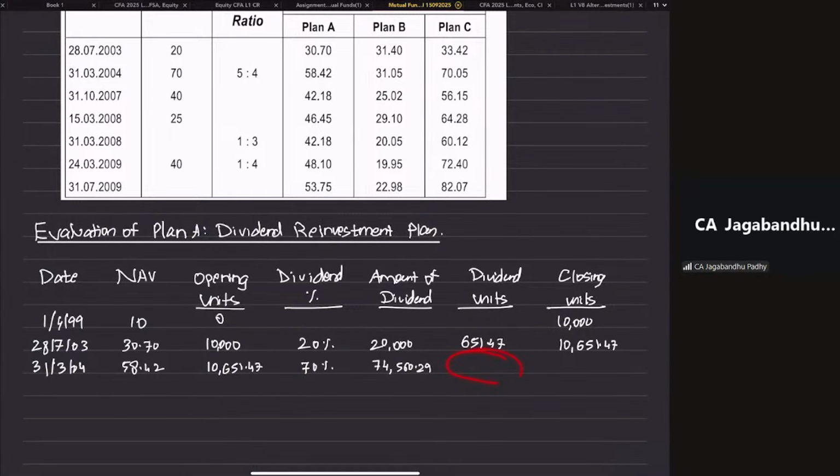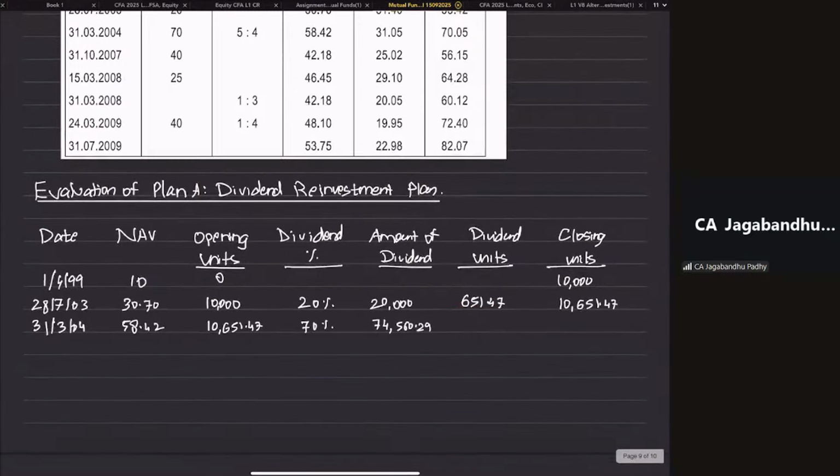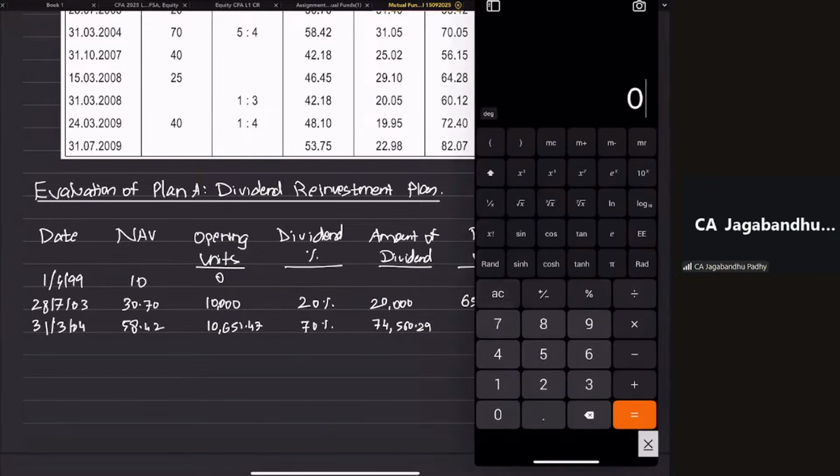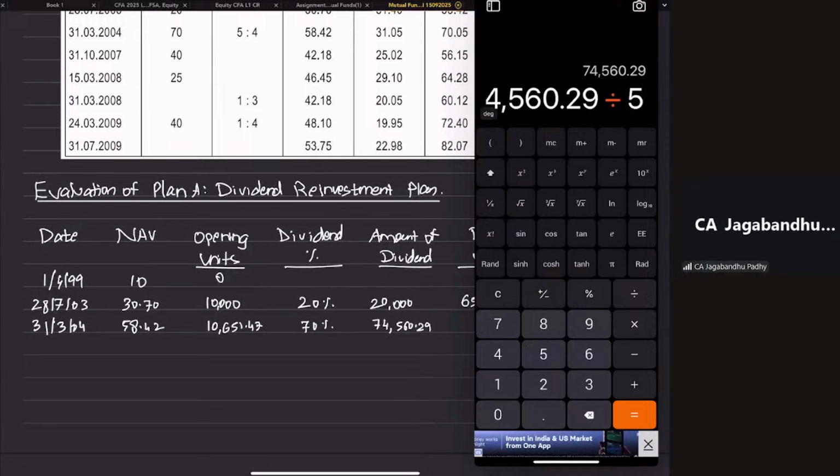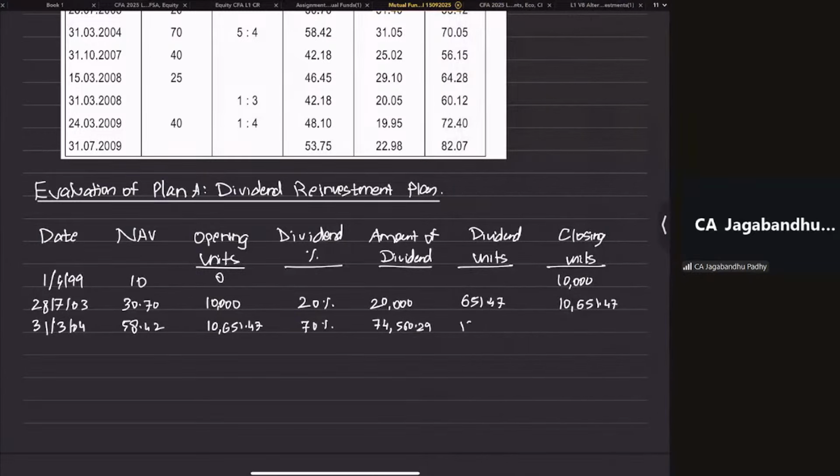Now, what will be the number of dividend units? How do we calculate the number of dividend units, guys? 1277, sir. Keep it in decimals also. 74,560.29 divided by 58.42 is 1276.28.